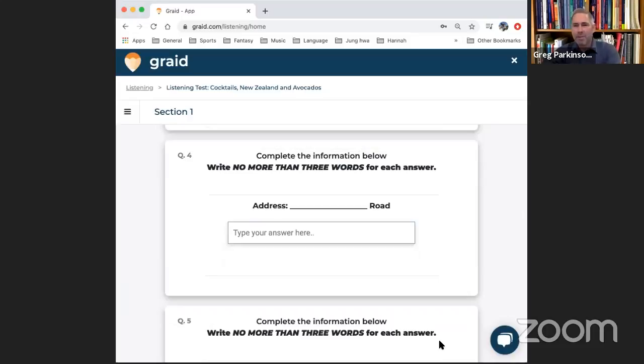Again, we know that with an address, we're very likely to have some numbers and then the name of a road.